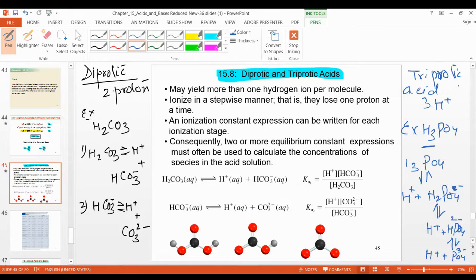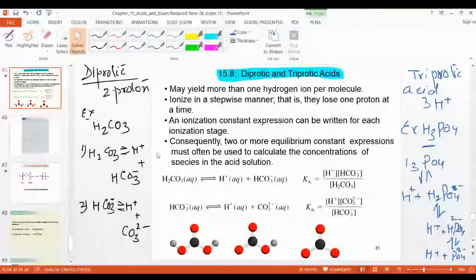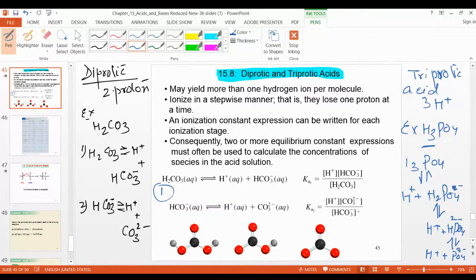This is diprotic and this is triprotic. So no need to calculate anything, just a brief idea I give you. These are the only 2 examples I gave you. Number 1 is H2CO3, and number 2 example is H3PO4, a triprotic acid, because this is a weak acid. So just these 2 examples you have to memorize, just how they dissociate. No calculation, nothing. Just how many dissociations it has.